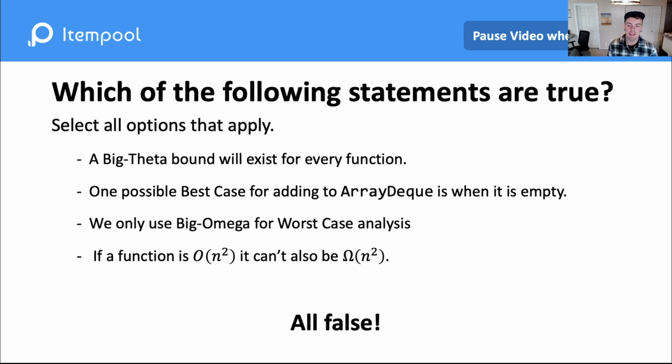And then this last one is, if a function is big O of n squared, it can't also be big omega of n squared. This is sort of true for a lot of functions, but it's not true if the function exactly matches n squared. So the definition of big theta is, if something's big theta of n squared, it has to be both big O of n squared and big omega of n squared. So when these bounds are tight, they can agree. So you do need to watch out for this: you can't just say, oh, well, because it's big O, it's not going to be big omega.